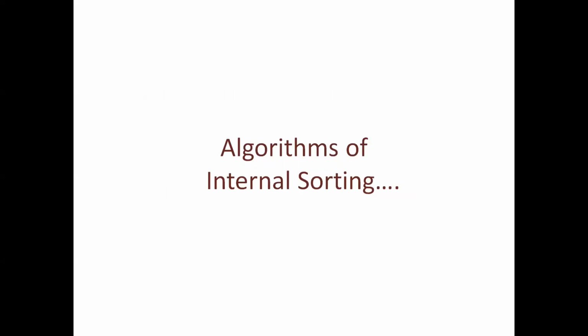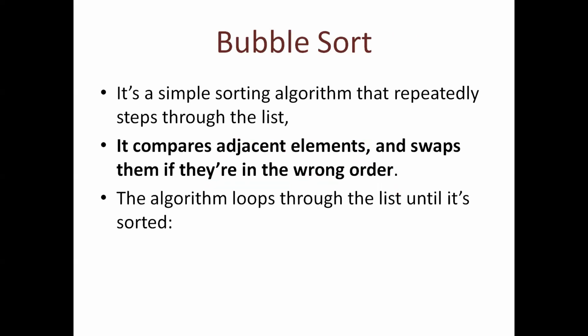Coming to the algorithms of internal sorting. As I've said before, there is an algorithm for each and every sorting technique. Well, coming to the first algorithm, bubble sort. It's a simple sorting algorithm that repeatedly steps through the list. It compares adjacent elements and swaps them if they are in the wrong order. The algorithm loops through the list until it's sorted.